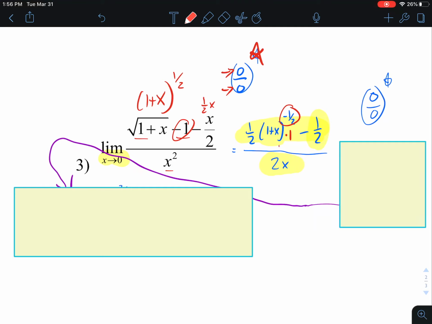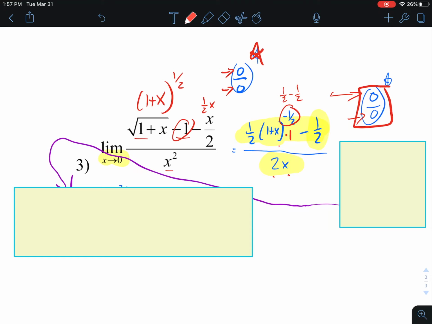0, that's 1. That's going to be 1 times a 1/2. You get 1/2 minus 1/2. That's a 0 in the numerator. 2 times 0. That's a 0 in the denominator. Uh-oh. So L'Hopital's didn't really give me an answer, but I got another indeterminate form.